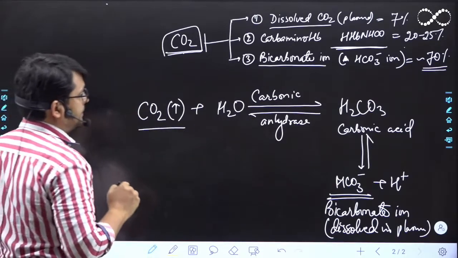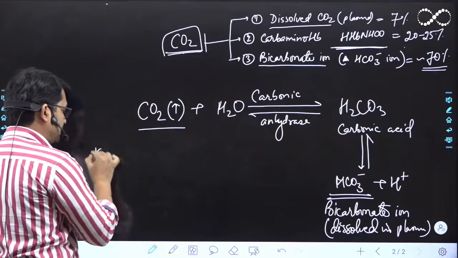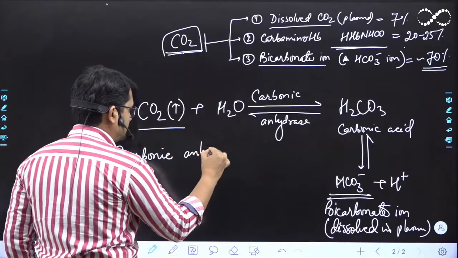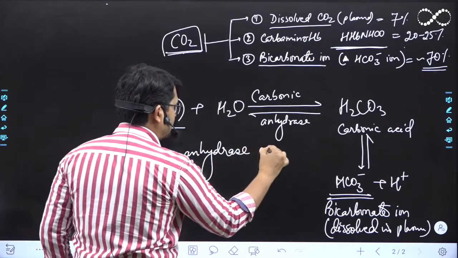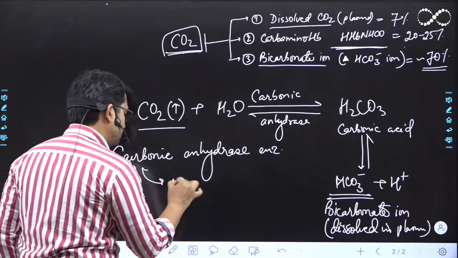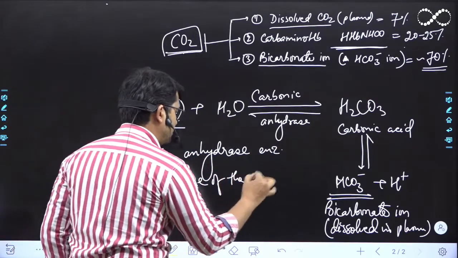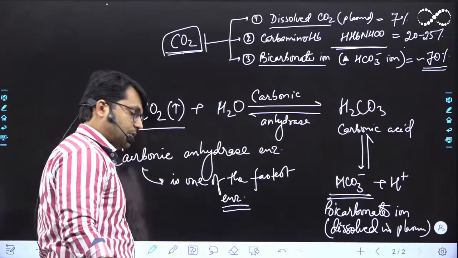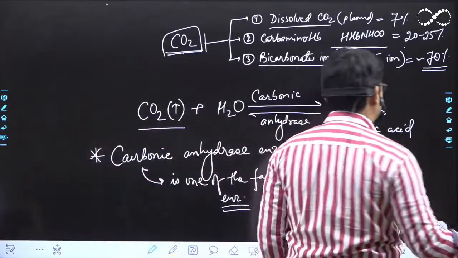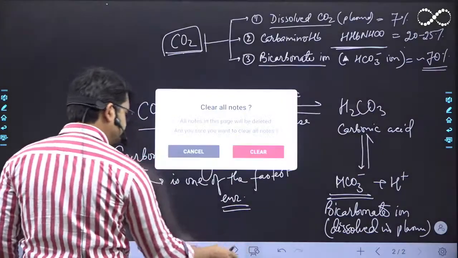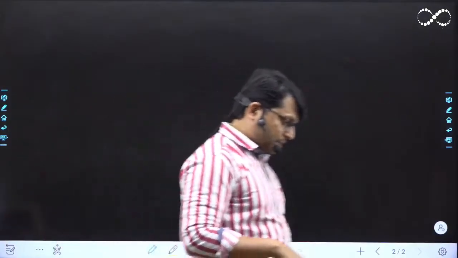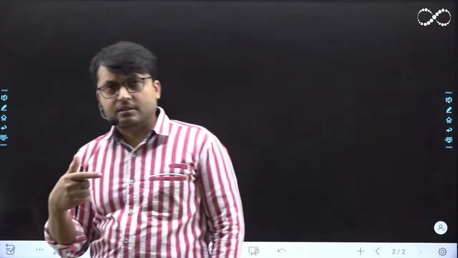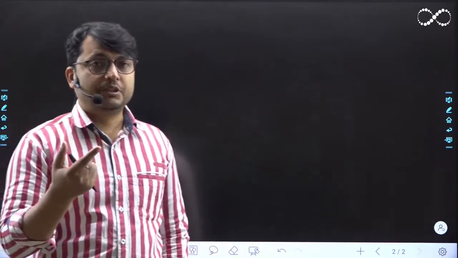Some more things you should keep in mind. One thing: this carbonic anhydrase enzyme is one of the fastest enzymes in the world. It is a very fast enzyme, it does its catalysis very quickly. Great. So what we have seen so far is how this exchange of gases occurs, and how they are transported, in what form.